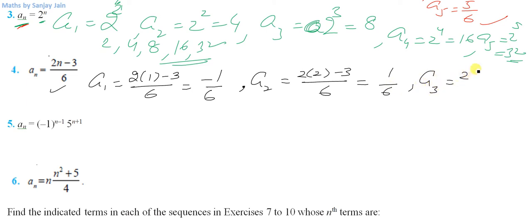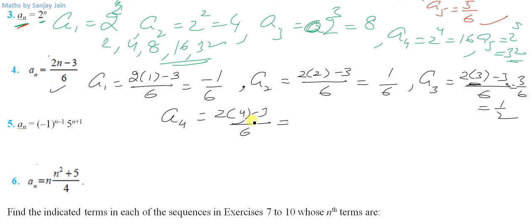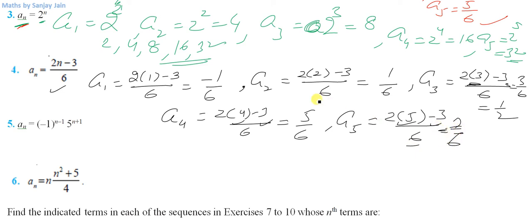A3 is equal to 2 into 3 minus 3 by 6. So this is 6 minus 3, 3 by 6, and we can write it as 1 by 2. This is the third term. What is the fourth term? It is 2 into 4 minus 3 by 6. This is 8 minus 3, 5, so 5 by 6. And A5 will be equal to 2 into 5 minus 3 by 6. This is 10 minus 3, 7 by 6. Okay, so these are the first 5 terms of this sequence. I hope these questions are clear. So I am clearing the board now to write the next questions.